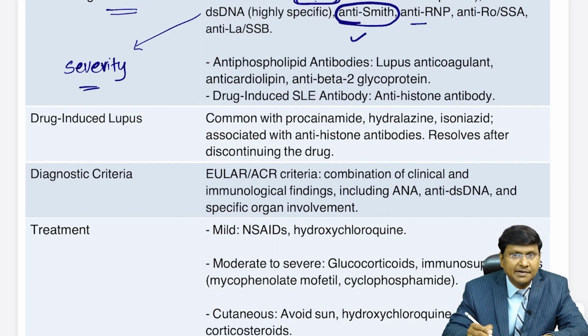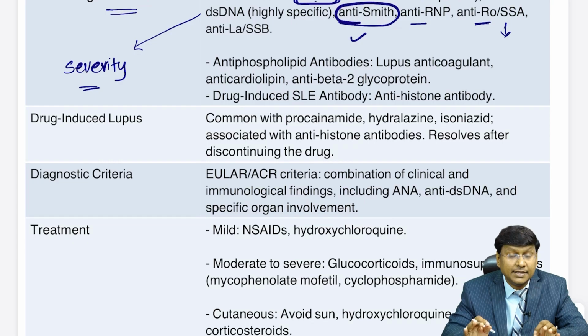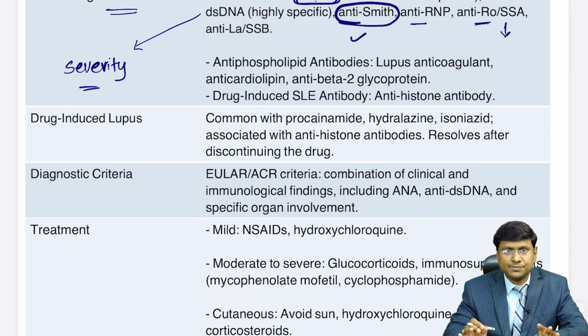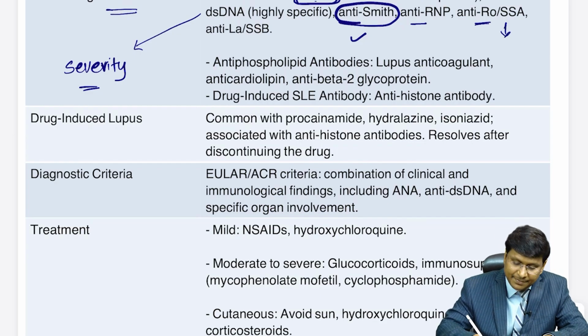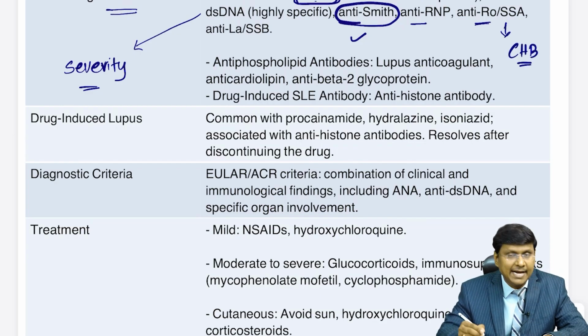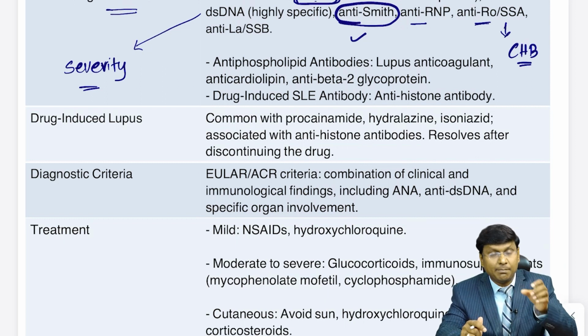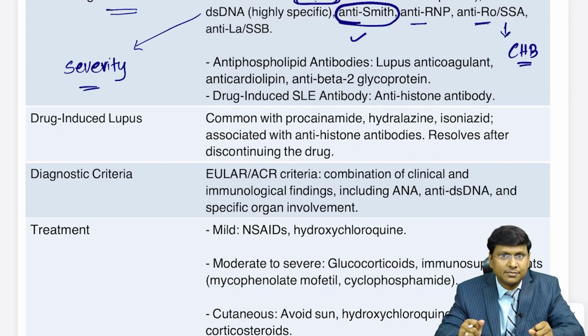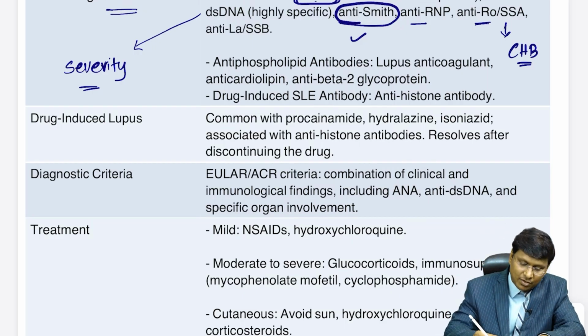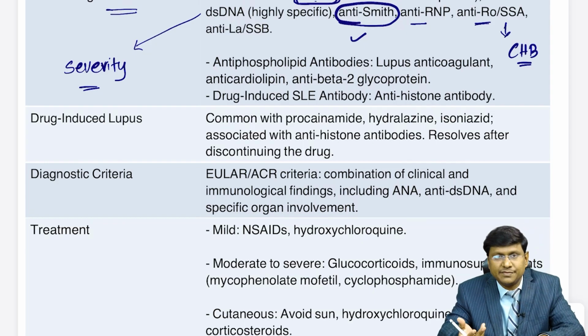Then we have anti-RNP antibody, that is mainly responsible for CNS lupus, and anti-Ro. This will be responsible for neonatal lupus, where the neonates can present with complete heart block. So these anti-Ro antibodies can cross the placenta, right? By crossing the placenta, they can cause neonatal heart block, right? And these anti-Ro antibodies are also responsible for the development of photosensitivity as well.